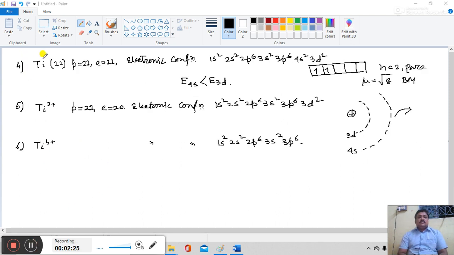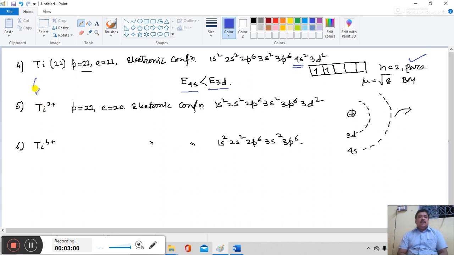Next example is titanium having atomic number 22, and its electronic configuration is 1s2 2s2 2p6, 3s2 3p6, 4s2 3d2. The energy of the 4s subshell is less, so the electron comes first to the 4s subshell, then the 3d subshell. Here the number of unpaired electrons is 2, its mu value is root over 8 BM, and titanium is paramagnetic in nature.